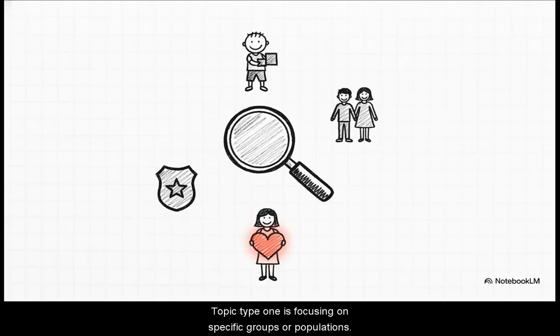Topic type 1 is focusing on specific groups or populations. Like, you could research the psychological development of elementary school kids, the totally unique dynamics of single-parent families, or maybe the specific day-to-day stressors faced by caregivers or police officers. This is a fantastic angle if you're really passionate about a certain demographic.